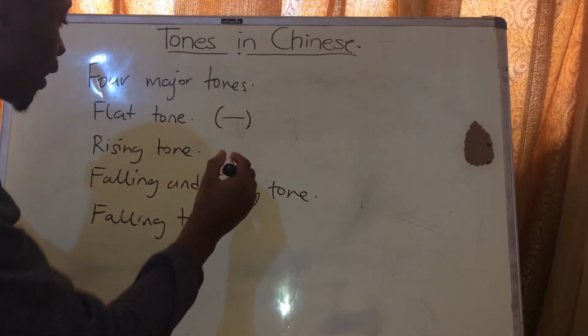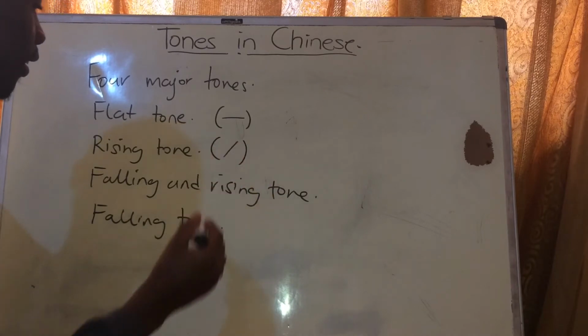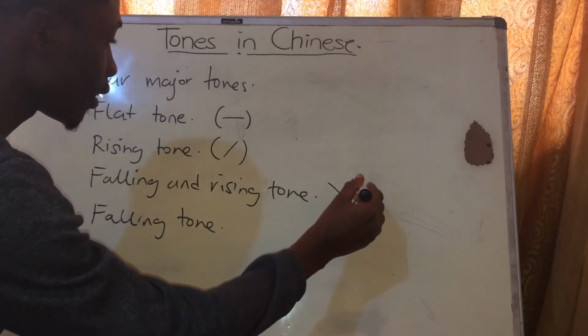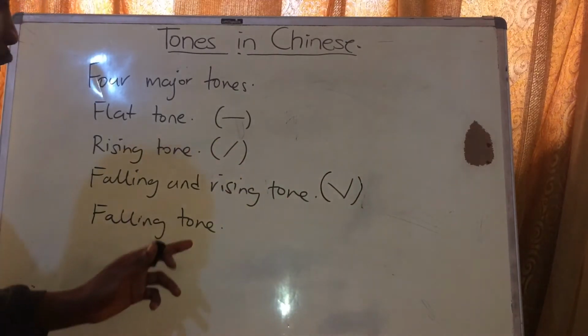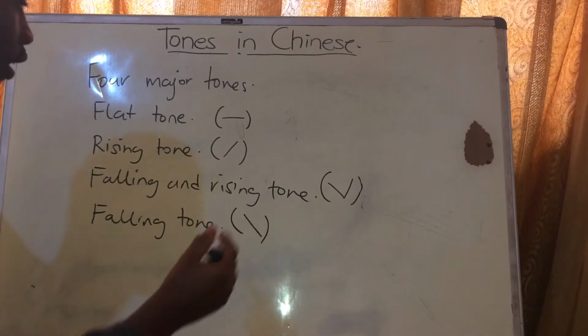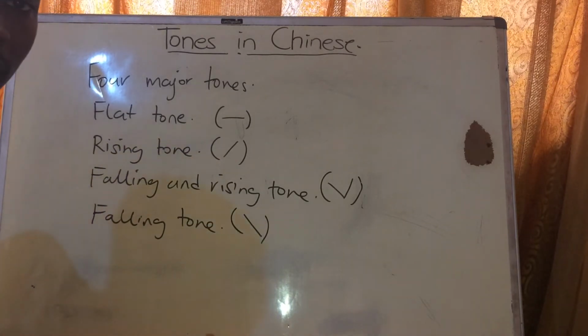The rising tone is like that, in brackets. The falling and rising tone, falling and rising tone, okay? And the falling tone is simply that. So let's try and see how we can pronounce these tones in Chinese using certain syllables.